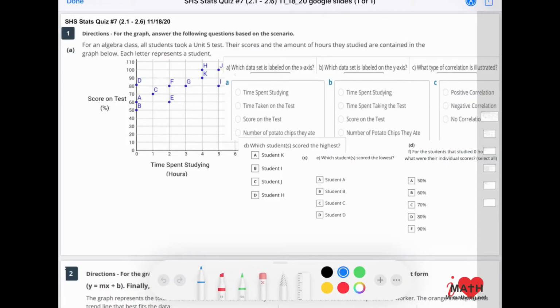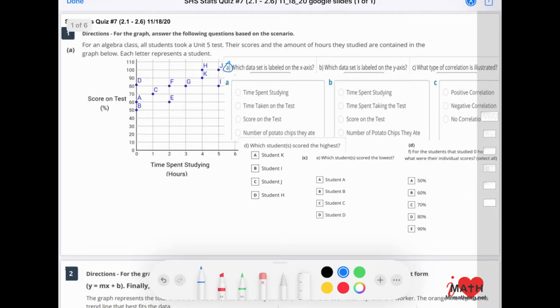Hey guys, let's go over quiz number 7, November 18th, 2020. Directions for each graph: answer the following questions based on the scenario. For an algebra class, all students take a Unit 5 test. Their scores and the amount of hours they study are contained in the graph below. Each letter represents a student.